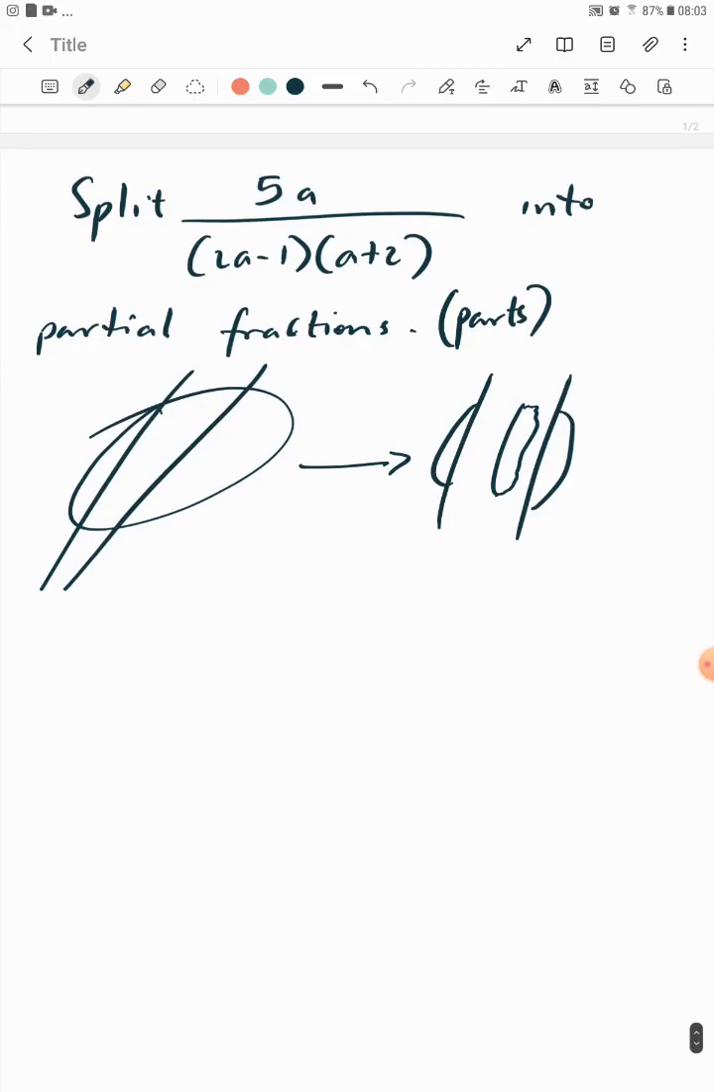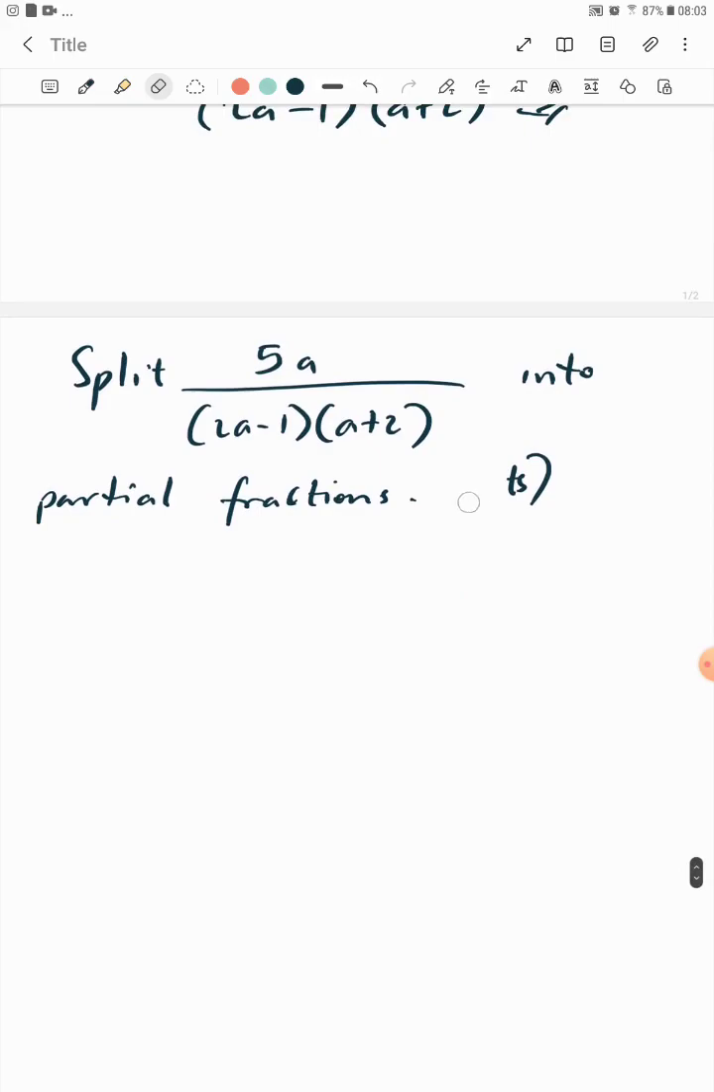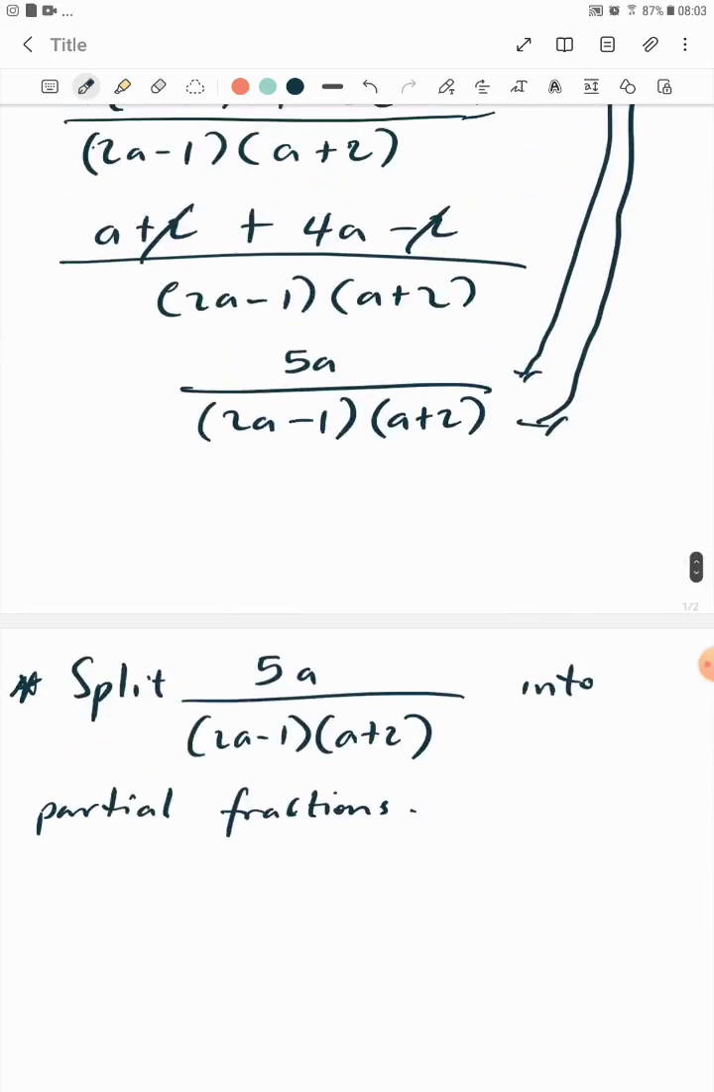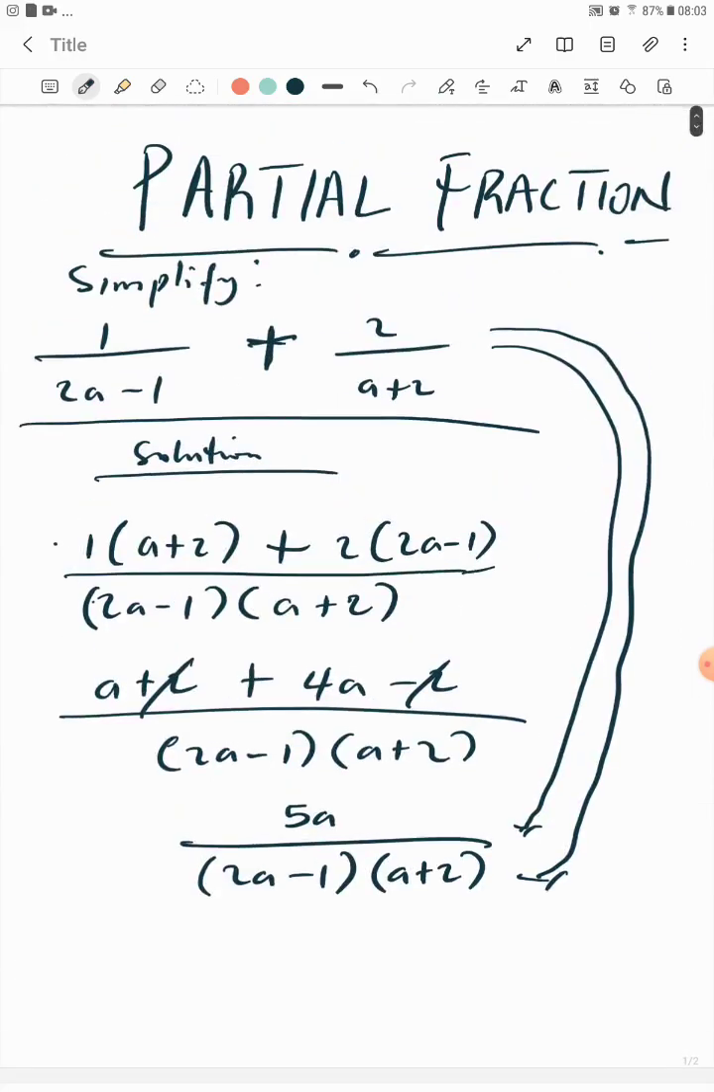The way a partial fraction question will be is exactly what you have right now. This particular one I want to work on. Split 5a over 2a minus 1 bracket a plus 2 into partial fractions. So now they want us to deal with this such that we are going to get this. In algebraic simplification, you'll be given pieces of fraction like this, and then you make it just one fraction like this.